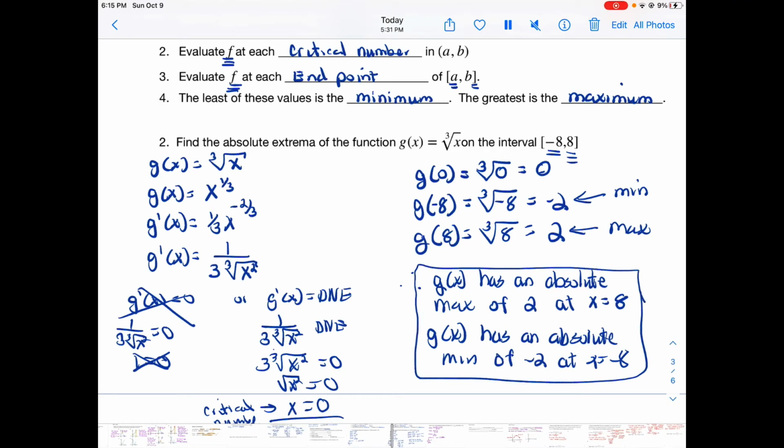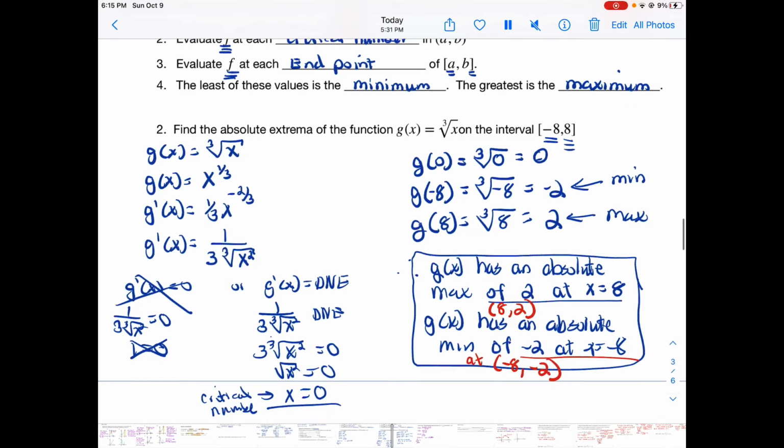A lot of books like to write the answer like this, but other times you will see it put together as a point. So you'll say something like this: g of x has an absolute maximum at the point 8, 2, and g of x has an absolute minimum at the point -8, -2. So be aware, be able to write it either way, and on multiple choice, I might write it either direction. So make sure you can recognize what those two terminology means. All right, your turn.